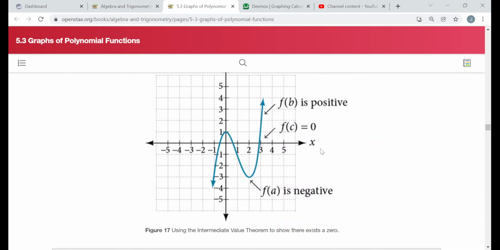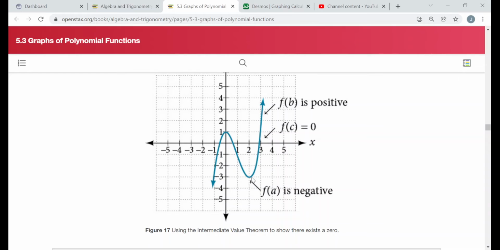And this is of course for polynomial functions for right now. Remember, polynomial functions are continuous and smooth, if you remember what those mean from earlier videos. So this is a good picture of how we're going to apply this intermediate value theorem.